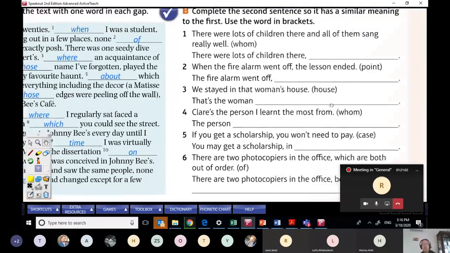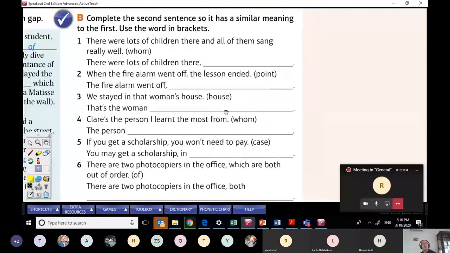All right, last thing, and then I'll let you go. And then you guys can ask me any questions about the assignments if you want. All right, let's do this real quick. There were lots of children there, and all of them sang really well. There were lots of children there. All of whom? You probably don't need the of. You could just say who. Oh, sorry. Maybe you do.